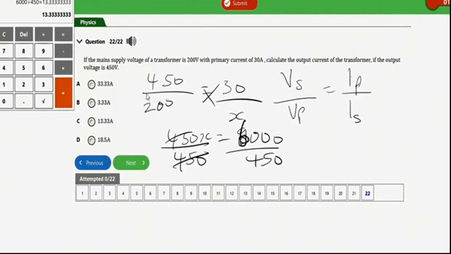13.33 amperes. So guys, this is how you can basically do problems involving Lenz's law and transformers in electromagnetic induction. For this, we practiced with 20 repeated questions for this topic. Hope you learned something interesting from the video.